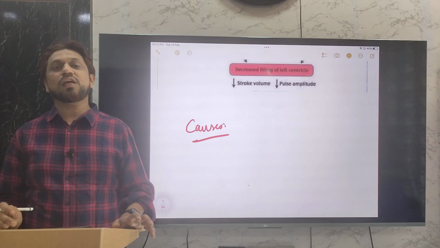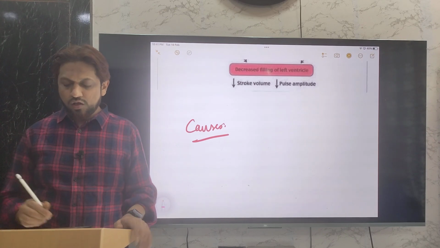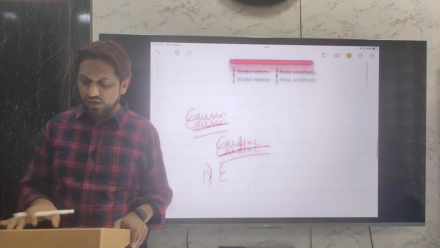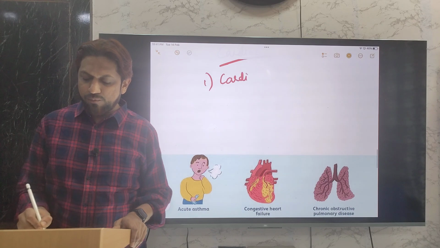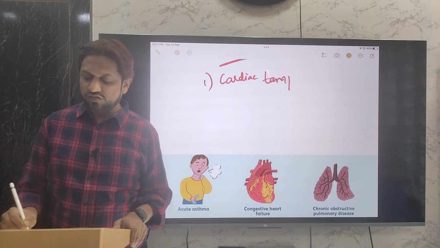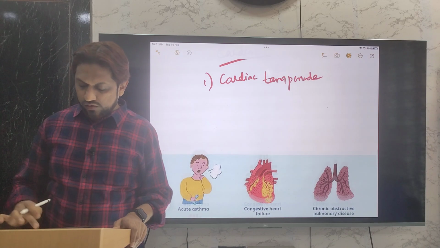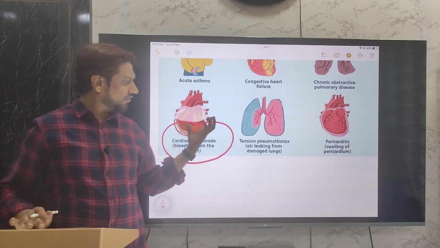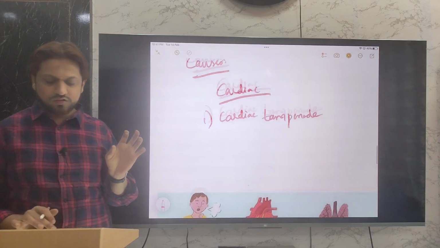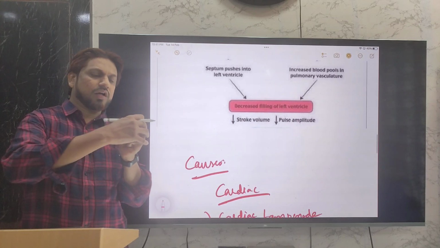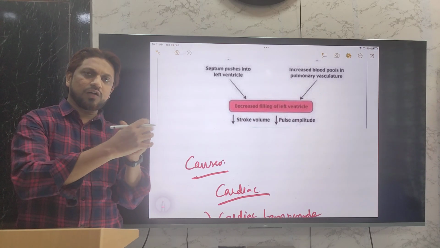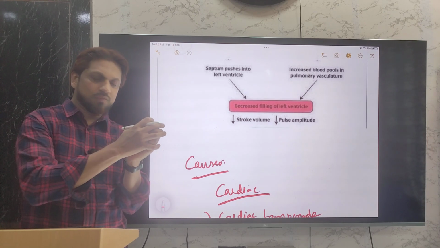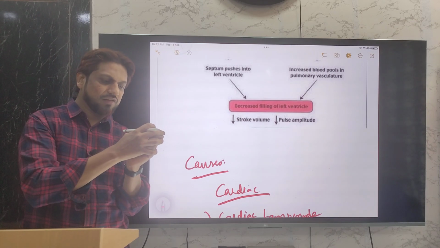So when exactly is there exaggeration of this normal phenomenon? Cardiac causes, the most important is cardiac tamponade. In cardiac tamponade, fluid accumulates around the heart and mechanically compresses it, so the heart finds it difficult to contract, that is the systole, and to relax.